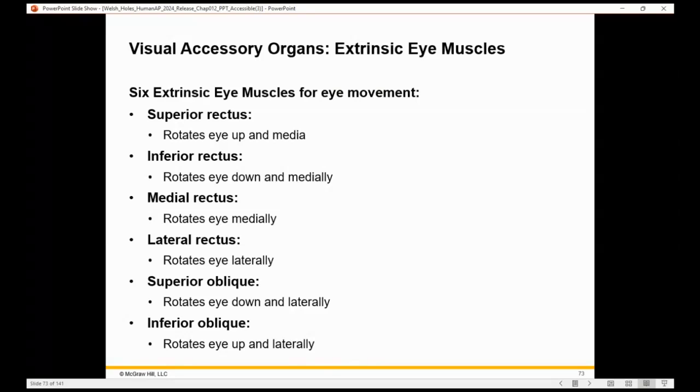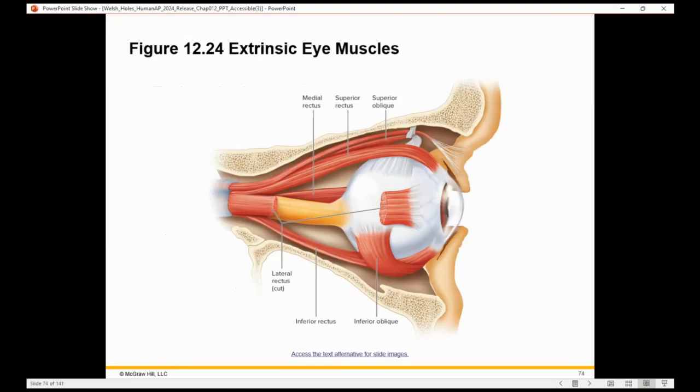There are 6 extrinsic eye muscles for eye movement: the superior rectus, which rotates the eye up and medially; the inferior rectus, which rotates the eye down and medially; the medial rectus, which rotates the eye medially; the lateral rectus, which rotates the eye laterally; the superior oblique, which rotates the eye down and laterally; and the inferior oblique, which rotates the eye up and laterally. This figure shows you the extrinsic eye muscles.